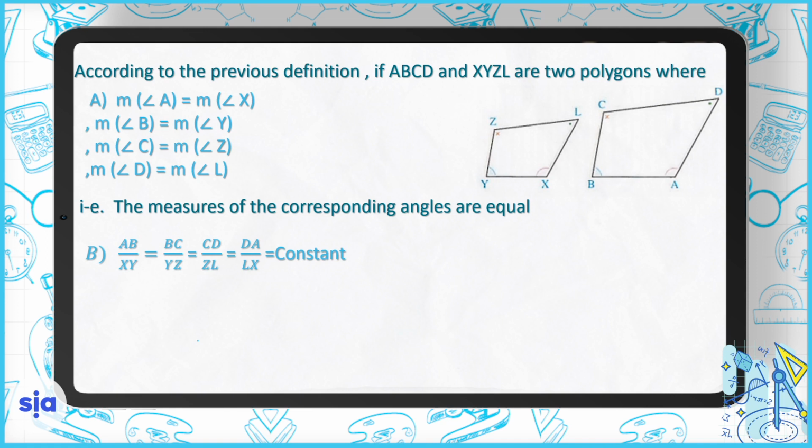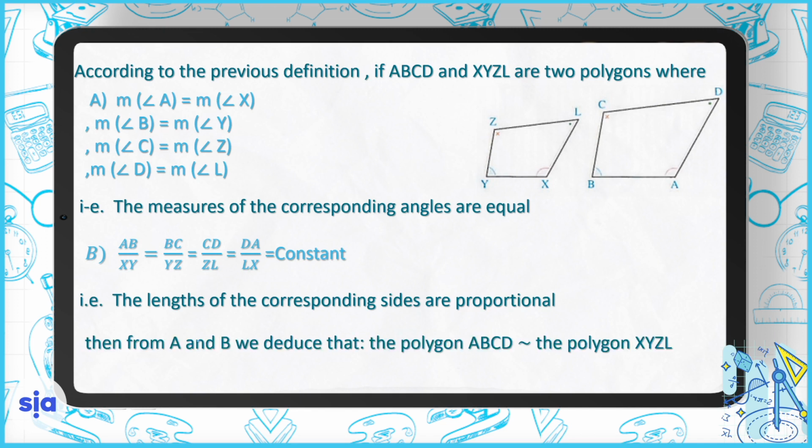As you can see here, this represents that the lengths of the corresponding sides are proportional. So we can say that polygon ABCD is similar to polygon XYZL. And take care, the order of writing the name is very important.